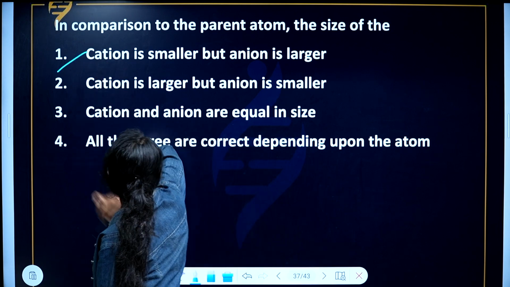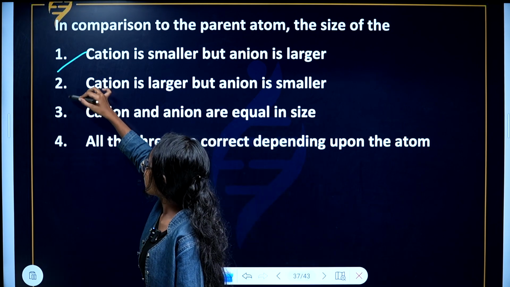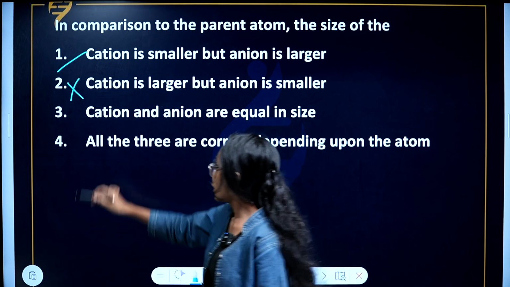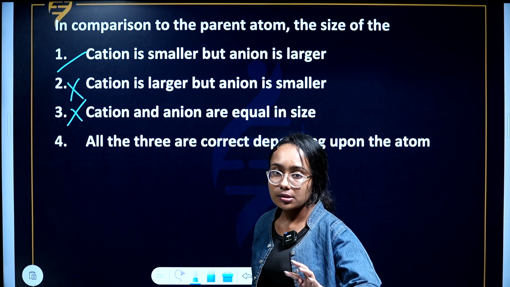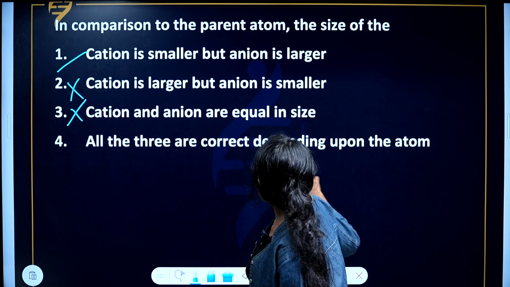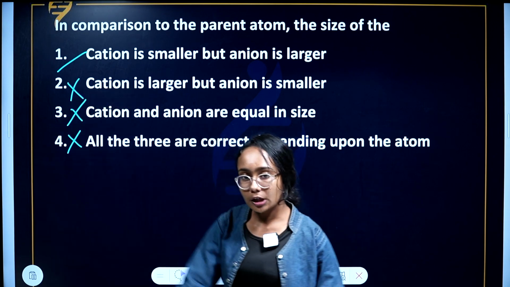That is correct statement. Cation is larger but anion is smaller. Wrong statement. Cation and anion are equal in size. No way. There is always a donation and acceptance of electron happening between anion and cation. All the three are correct depending upon the atom. Okay.